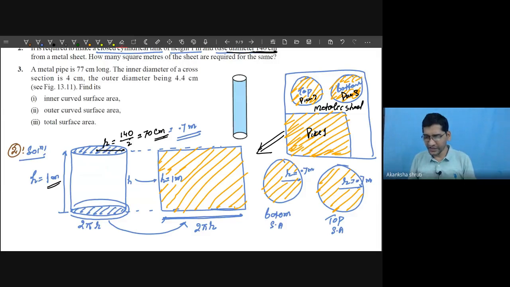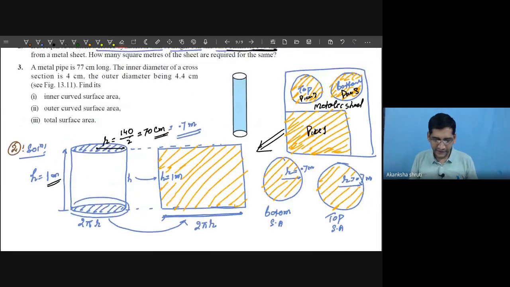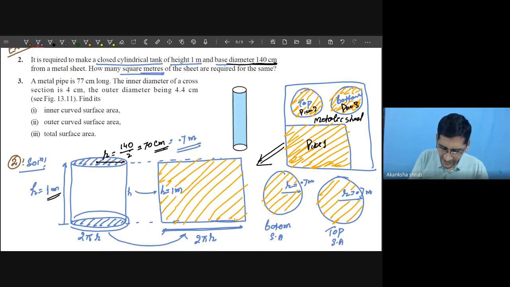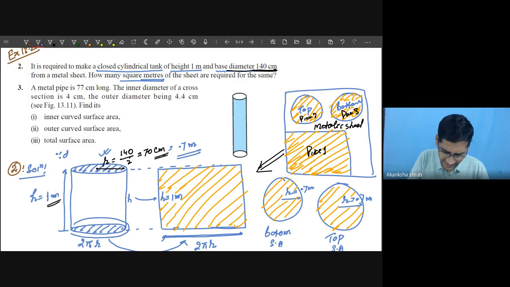Getting? So these 3 parts have to be added. So the question is, how much area in square meter? The student is asked in square meter. So that's why we have converted this radius into meter, which was given in centimeter. Since diameter was given as 140 centimeter, from this we have calculated the radius as 70 centimeter, and that we have converted into meter, because the answer required is in meter.